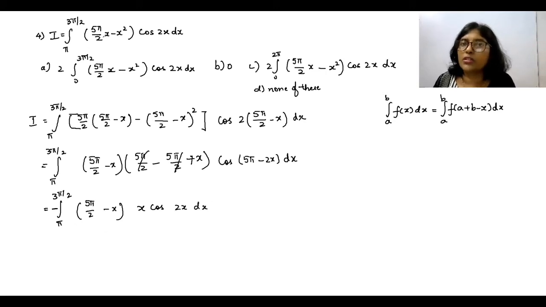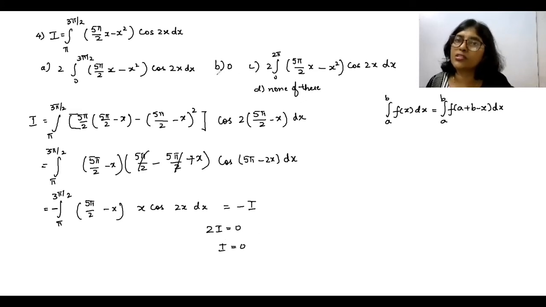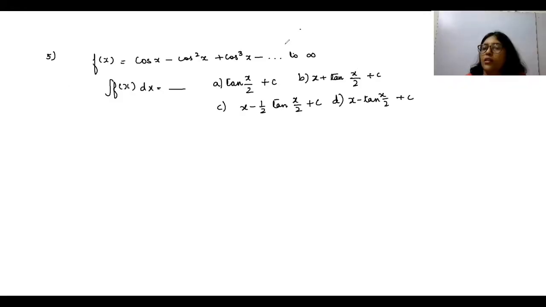Okay, so it is similar. If we put this x inside, it is 5 pi by 2 minus x minus, 5 pi by 2 x minus x square into cos 2x. Same integral value it is. I is equal to minus I, or rather 2i is 0. I is equal to 0. So the integral value for this function is 0. Let's go to the next.